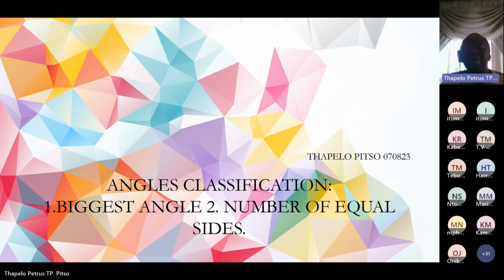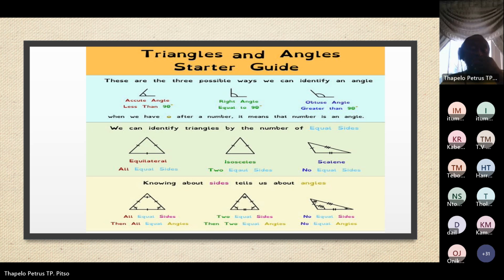Triangles, we'll be using two approaches. One, identifying it by the biggest size of the angle in a triangle. Remember, a triangle is a three-sided figure connected by three lines that gives you three angles. We're also looking at the properties of the lines in terms of which lines are equal in those triangles.